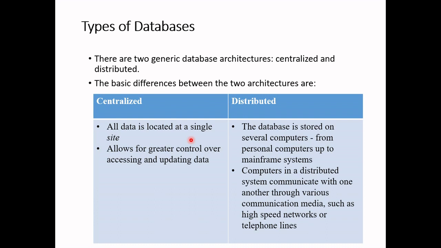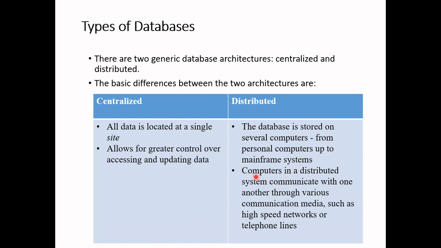Next is the types of database. So there are two types of database, that is centralized database and second is distributed database. In a centralized database, all the data is located at a single site, whereas in a distributed database, the database is stored on several computers. So here we have a single computer, here we have several computers. It allows for greater control over accessing and updating the data. So in a centralized database, we have great control over accessing the data.